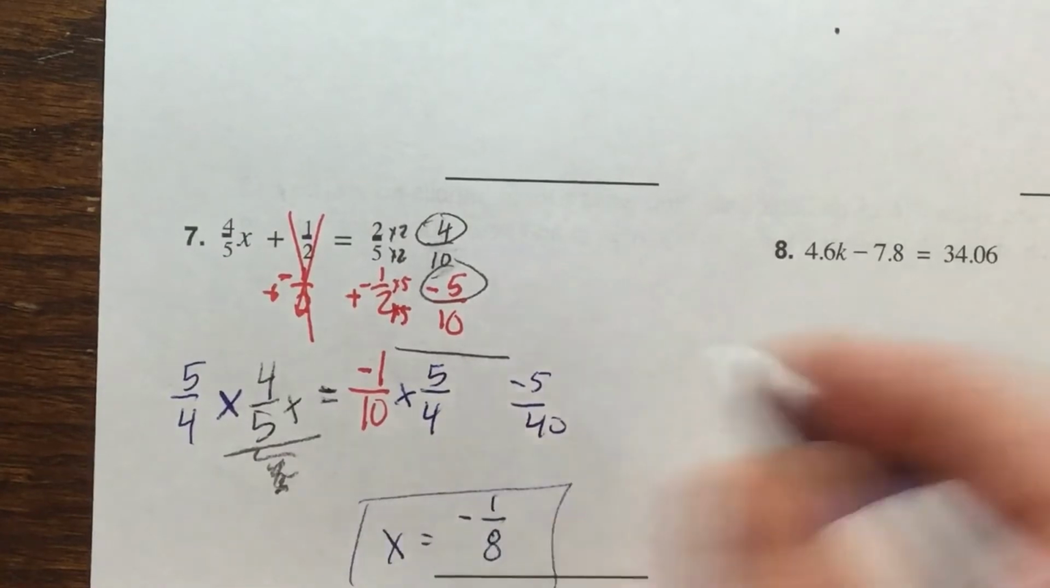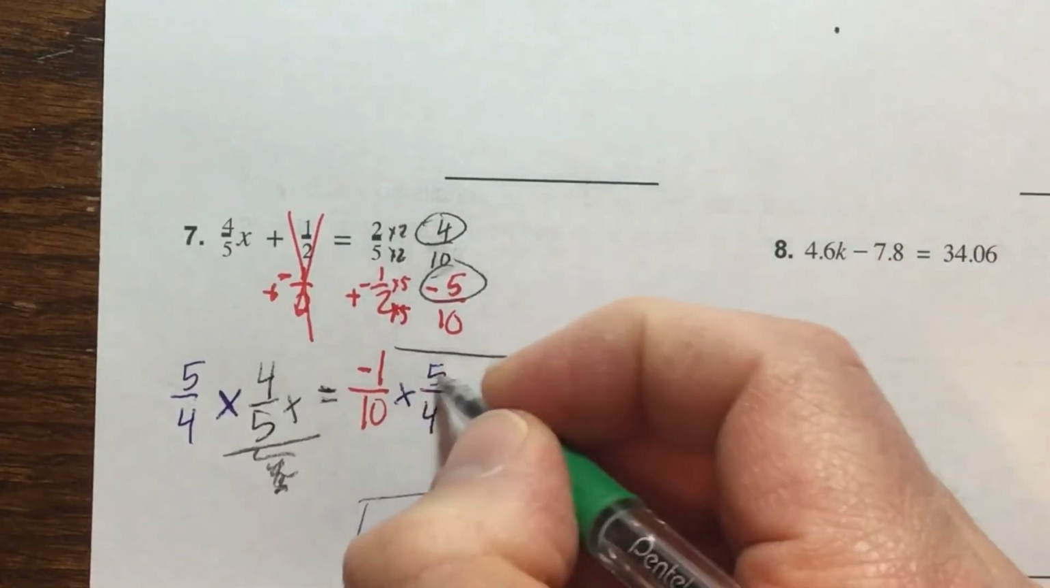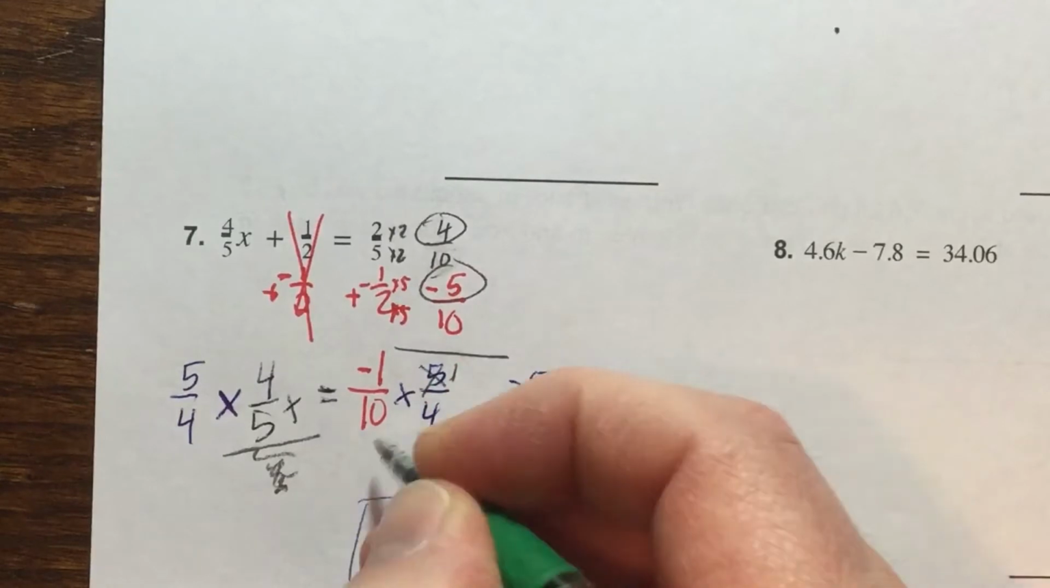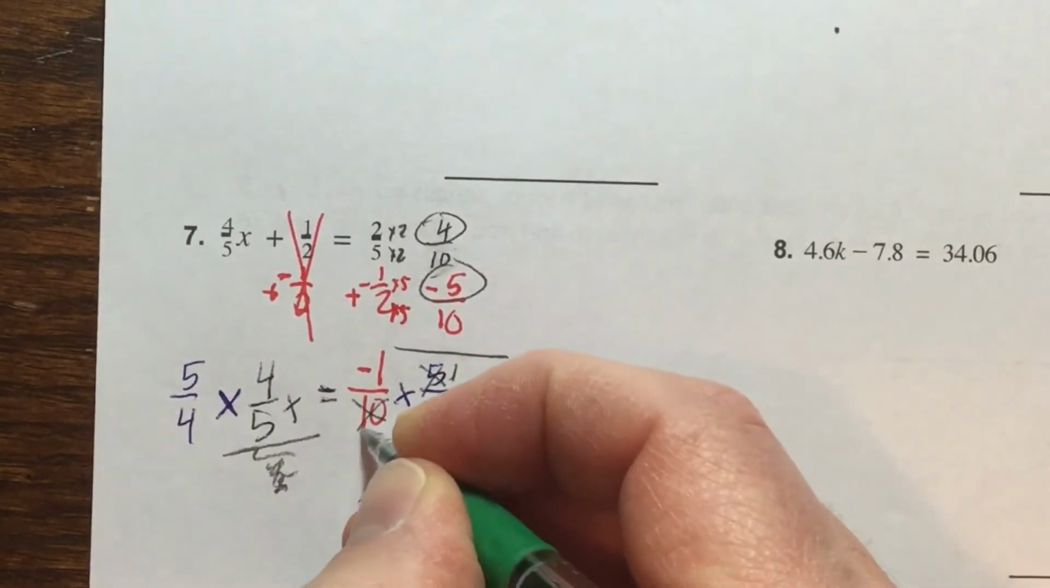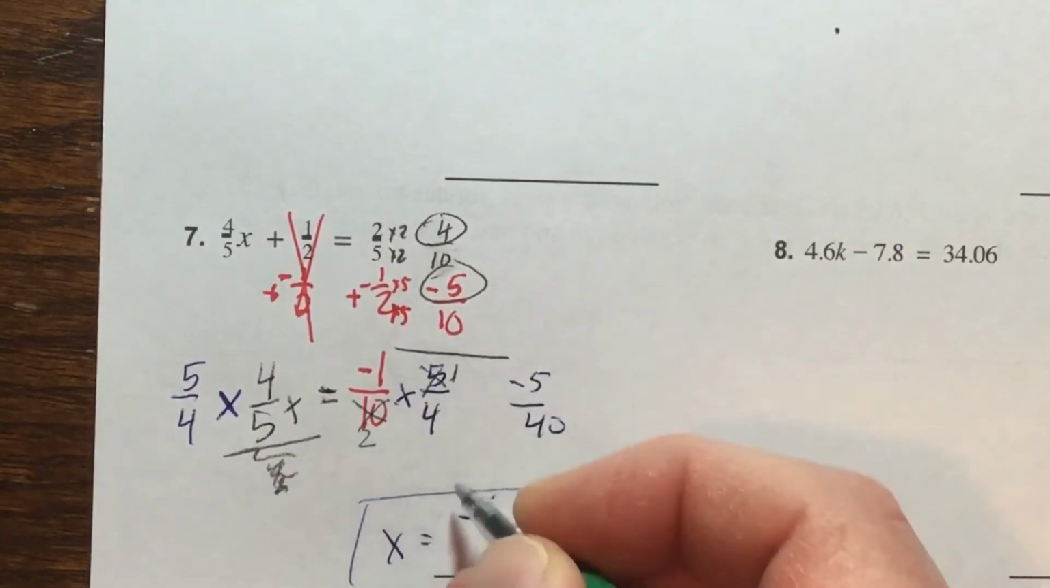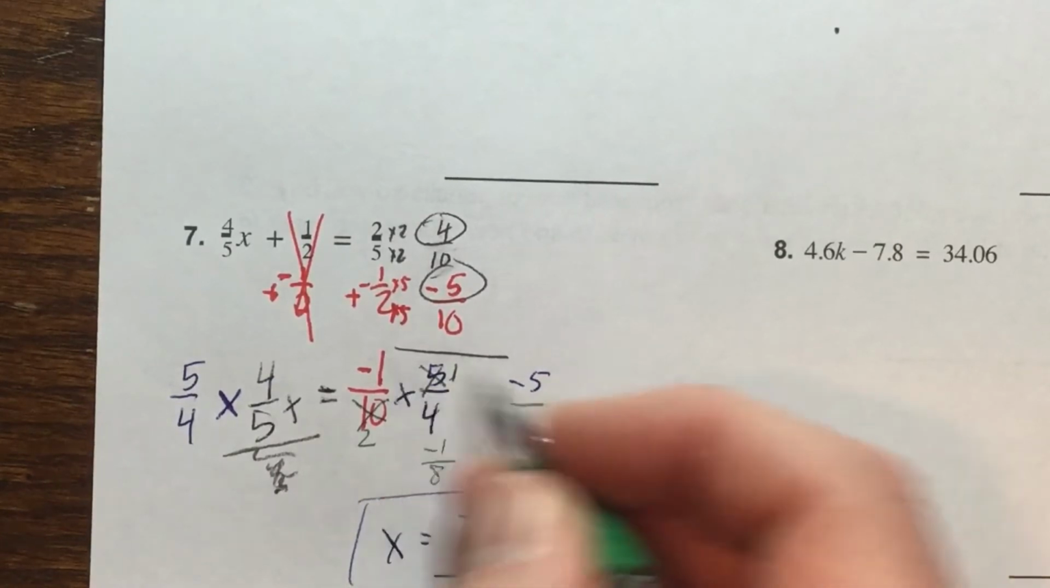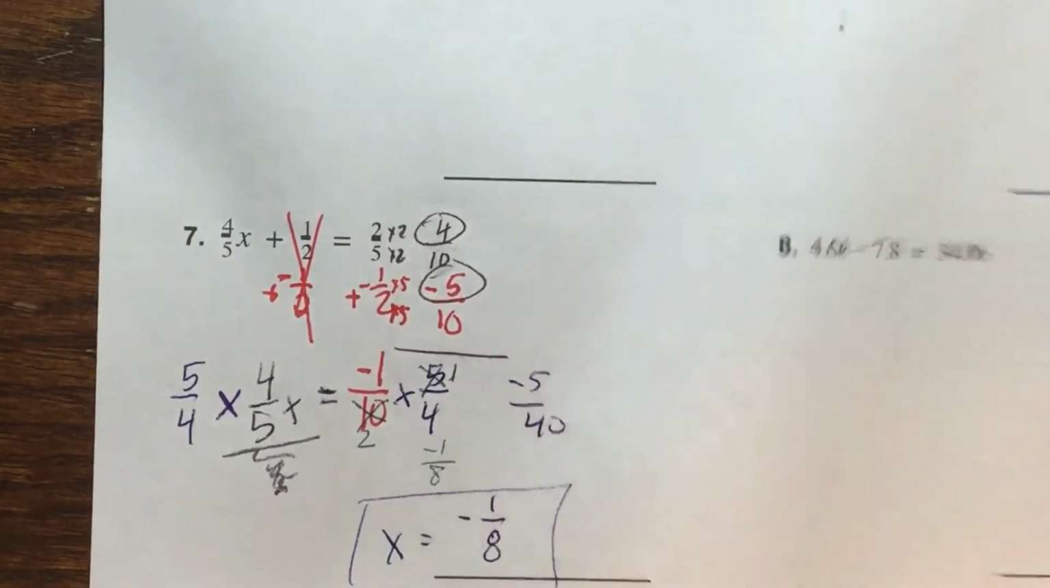You can do that. Or if you just wanted to come up here and cross cancel, 5 divided by 5 is 1, 10 divided by 5 is 2. So that way you can multiply across and get that negative 1 on the top and the 8 on the bottom. You can do that.